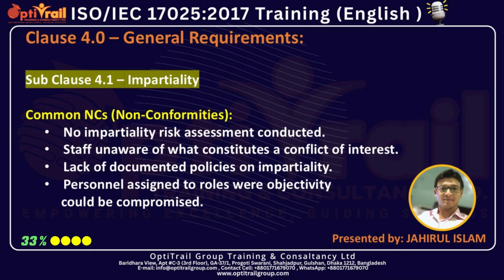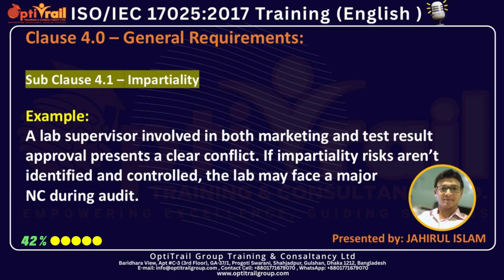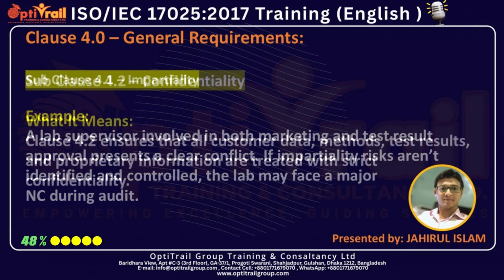Common NCs. No impartiality risk assessment conducted. Staff unaware of what constitutes a conflict of interest. Lack of documented policies on impartiality. Personnel assigned to roles where objectivity could be compromised. Example: a lab supervisor involved in both marketing and test result approval presents a clear conflict. If impartiality risks aren't identified and controlled, the lab may face a major NC during audit.